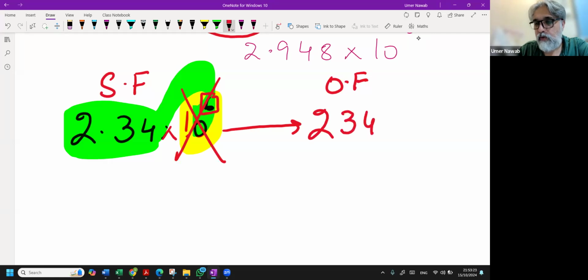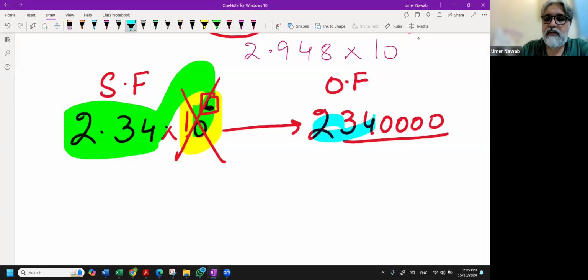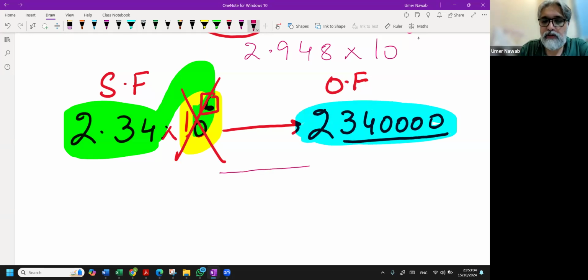So 234,000,000. Did you see, guys, the decimal moved from here to here? Now I have written such a bigger number. Now, if you want to do the reverse process, your decimal is here. Now forcefully you push the decimal to come to this side.